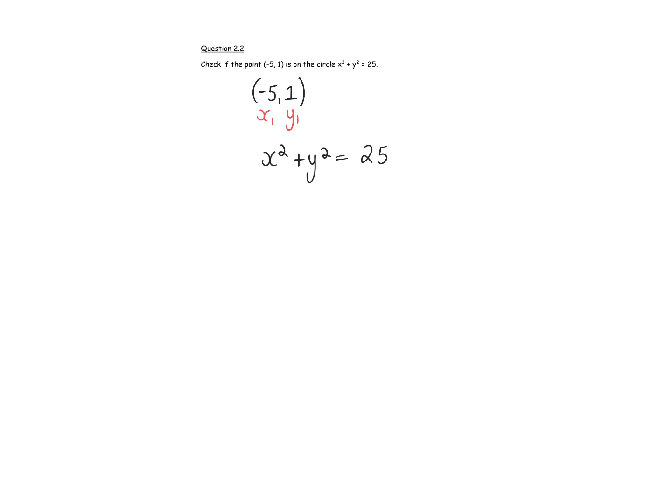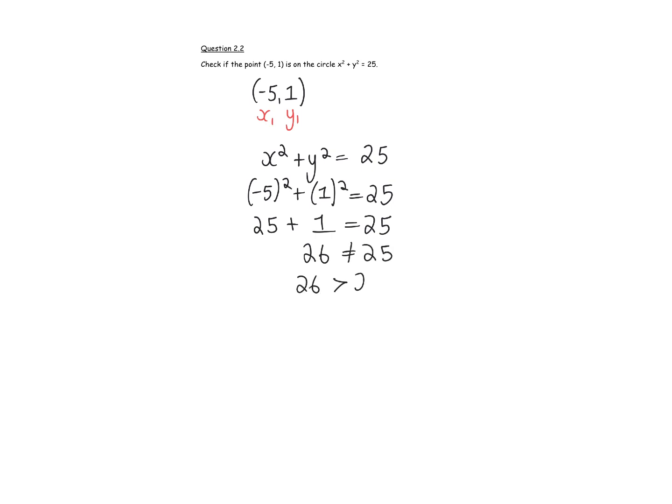We replace in the x1 and the y1, so this becomes minus 5 squared plus 1 squared is equal to 25. Minus 5 squared is 25, plus 1 squared, which is 1. On the left hand side, we'll get 26 is equal to 25, which we know is not true. 26 is greater than 25. When we get the left hand side being greater than the right hand side, we know that the point is outside the circle.